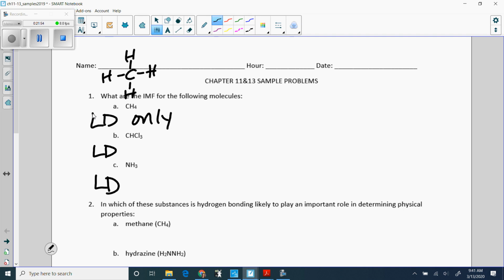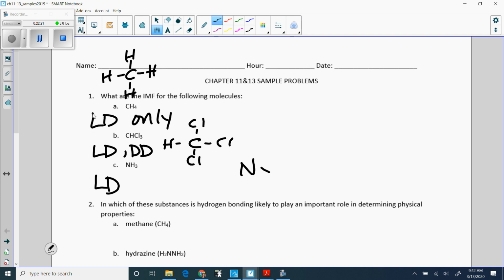Does that make sense in your head? Okay. CH3Cl or CHCl3. If you can't see it in your brain eyeballs, that's going to have a dipole. It's asymmetrical. So I know it's dipole-dipole. I'm going to just double check to make sure it's not an H bond, and it's not, because it has to be oxygen, nitrogen, or fluorine.